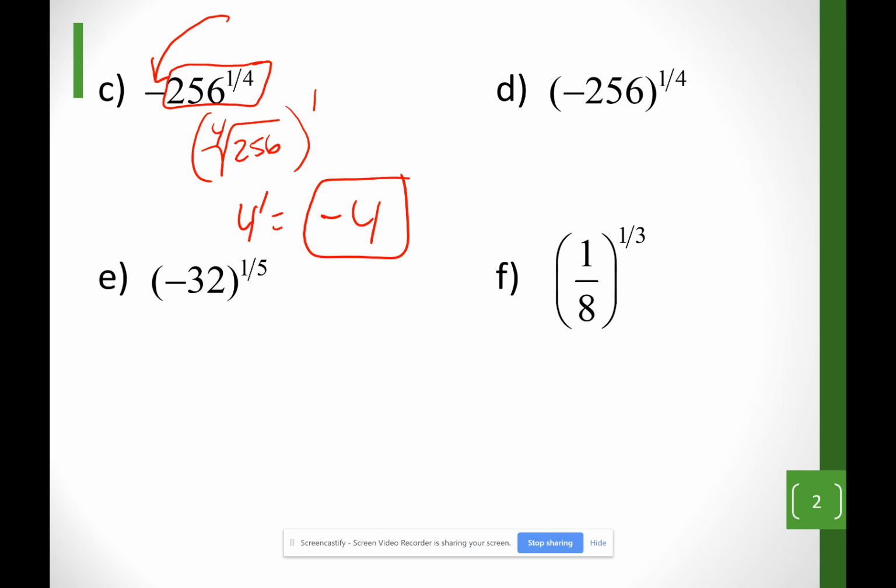Looking at D, I'm looking at this as the 4th root of -256 to the 1st power. Now, my 4th is an even root. I cannot do even roots of negatives. So I'm just going to say not a real solution.